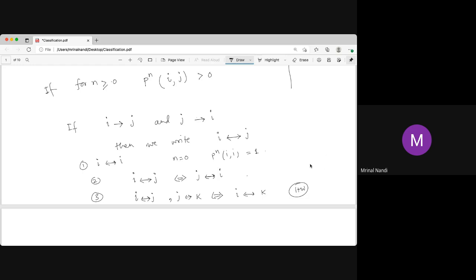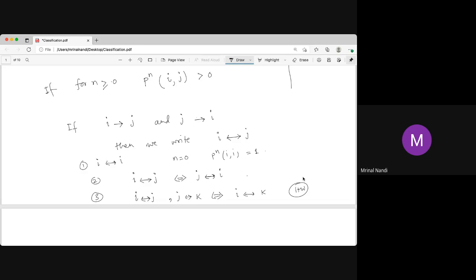You can easily check. i leads to j means there is some n, say 10, such that after 10 steps from i to j there is a positive probability. Similarly, from j to k, say 20 steps, there is a positive probability. Say from i to j after 10 steps it is half, and from j to k after 20 steps it is again half. That means in 30 steps from i to k it is at least 1/4, maybe more than that.